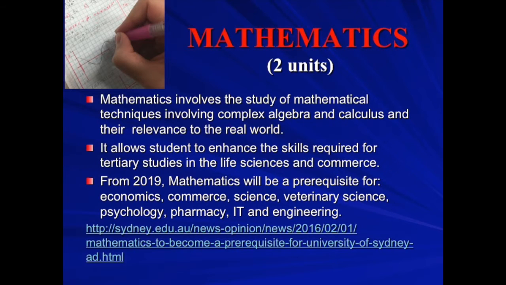Because as of 2019, mathematics will be a prerequisite for a number of courses at several universities. And these courses are economics, commerce, science, veterinary science, psychology, pharmacy, IT, and engineering. Now, if you have not studied mathematics for the HSC and you have not received at least a Band 4, what this means is that you won't be able to actually apply for these courses because you will not get in. Now, if you want to get more information about this, you can click on the link below and go to the Sydney University website.